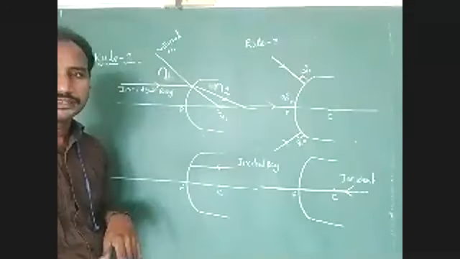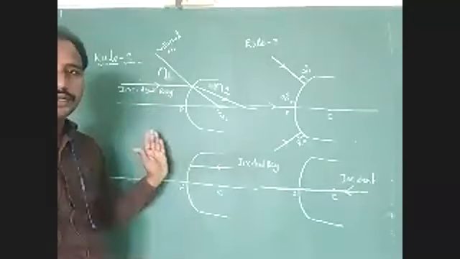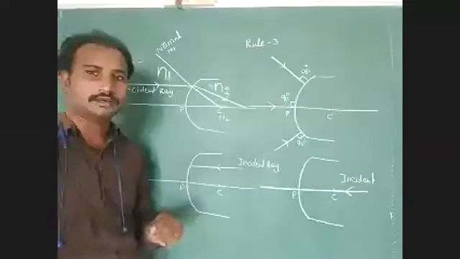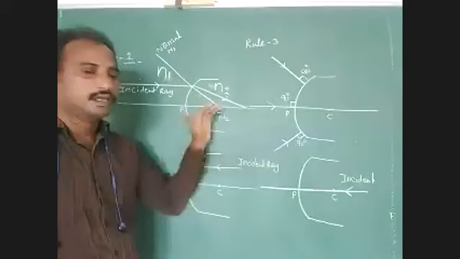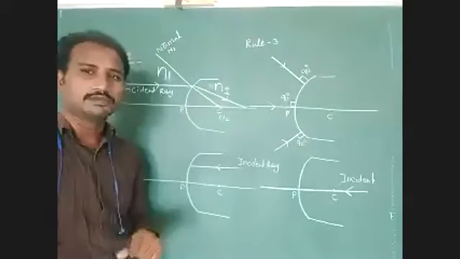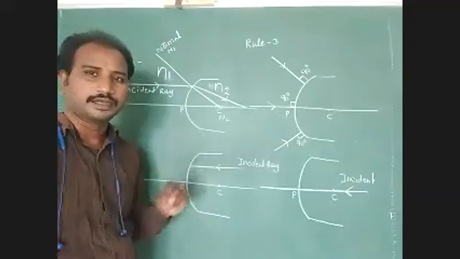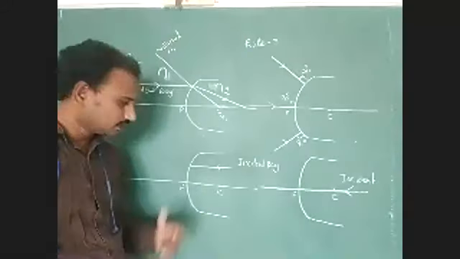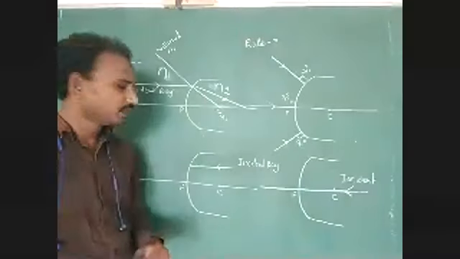Which condition did I explain? The first law of refraction. Here, the direction of the light ray is from the rarer optical medium to the denser optical medium. Then the light ray bends towards the normal. Which light ray? The refracted light ray bends towards the normal. Next, you have to identify the second condition.